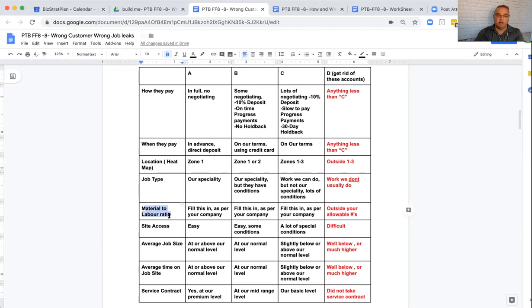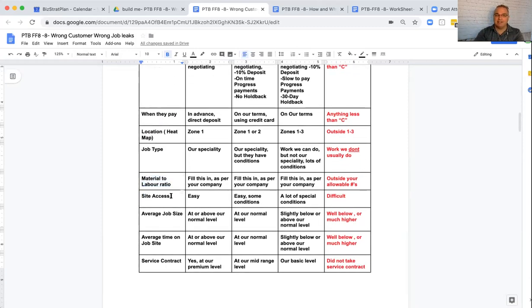What's the material to labor ratio? For those of you in fire services, it might be a style of building. For those of you in pest control, it might be a type of pest. For those of you in painting, it might be something else. So just use your own example there, okay?